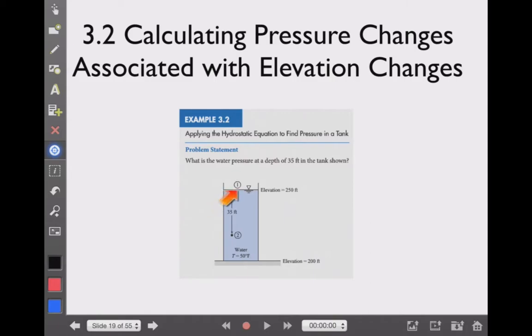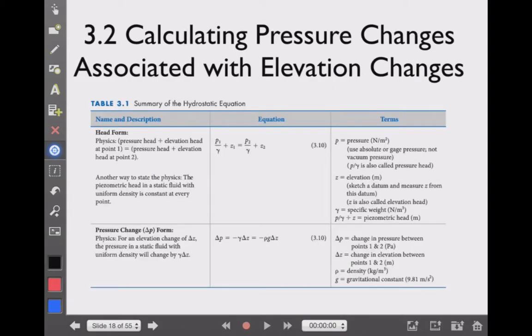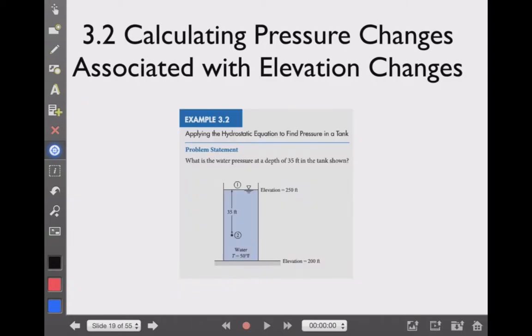We want to choose a simple situation so that we can solve the problem. At the top of the fluid, remember, we can choose the gauge pressure to be 0, equal to the atmospheric pressure. And so if we choose gauge pressure equal to 0, we know what the height is. That means in the head form, we know this side of the equation. And if we're given the depth in the fluid that we want to find the pressure at, we can just solve for P2. So it's a very simple situation.